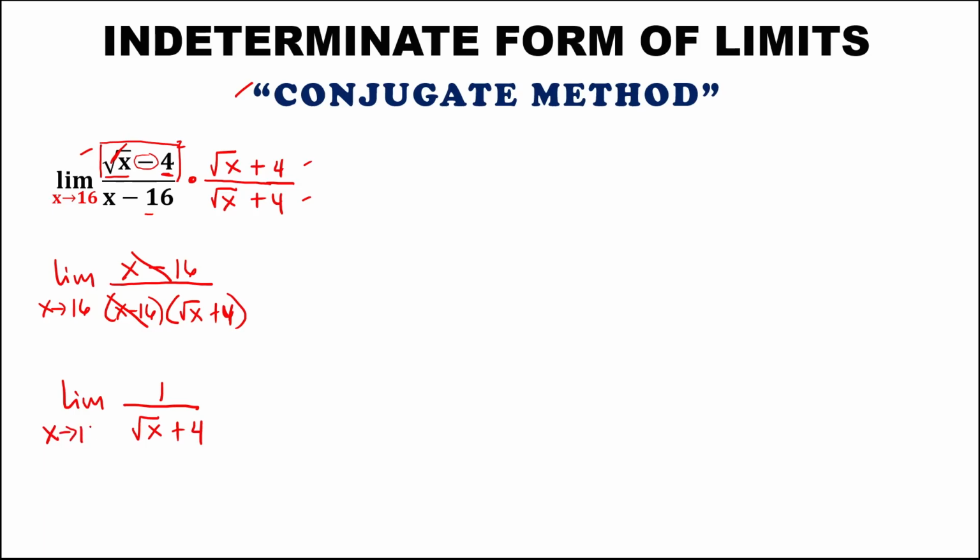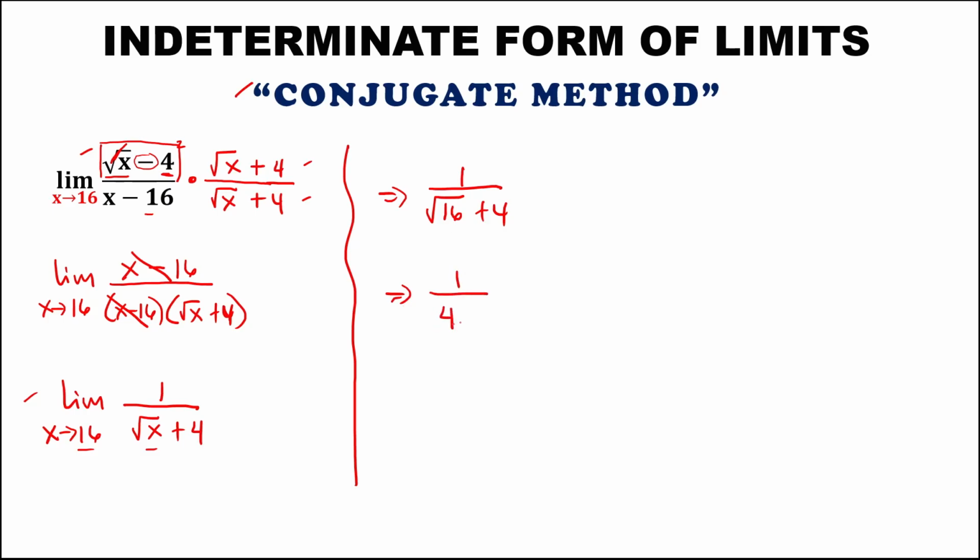So as x approaches positive 16, to evaluate this limit, just substitute this value to x. So this becomes 1 over the square root of 16 plus 4, which is equal to 1 over, the square root of 16 is 4, plus 4. So the limit is equal to 1 over 8.